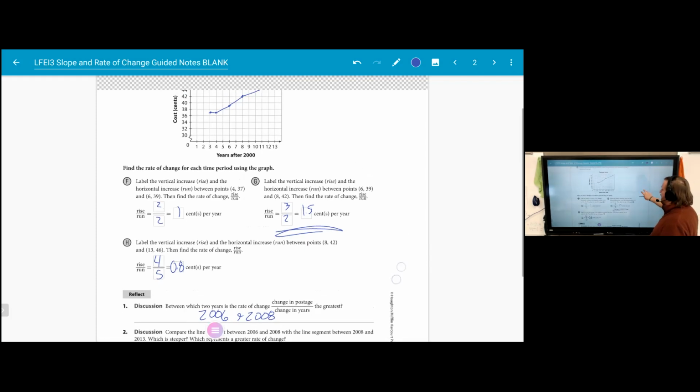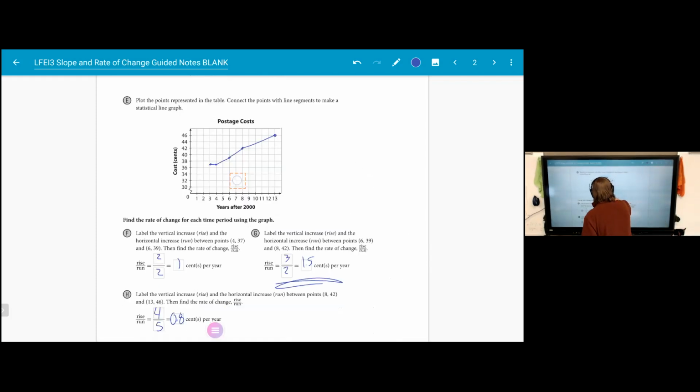Also, let's look at the slope. I know it's not a perfect one, but the slope between 4 and 6 is a little bit less than the slope between 6 and 8. We're going to talk about that one in a second too.